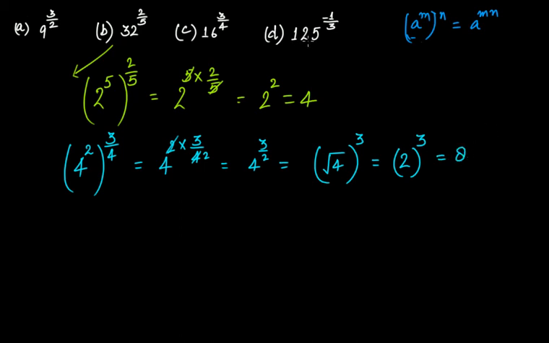In this case, this is 125 raised to the power of minus 1 by 3. So 125 raised to the power of minus 1 by 3 is actually what? 5 cubed whole raised to the power of minus 1 by 3. Now 5 raised to the power of 3 whole raised to the power of minus 1 by 3, again the same law. So 3 multiplied by minus 1 by 3 gives you 5 raised to the power of minus 1.